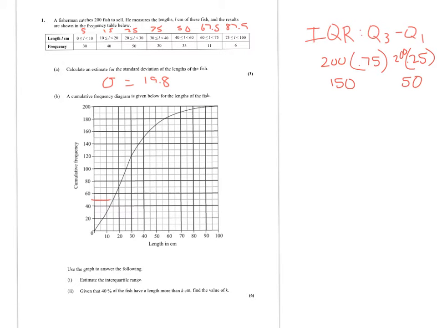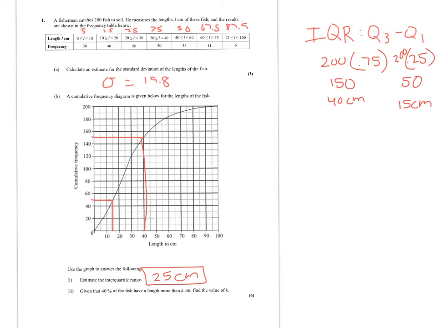As I trace it over and then down, I see that the length of that fish is about 15 centimeters. Then I'm going to do that again for the 150th fish. I follow that over and then down. You guys would be able to do a better job on your paper. I see that that's about 40 centimeters. The interquartile range is 40 minus 15, and so that gives us 25 as our IQR, 25 centimeters.